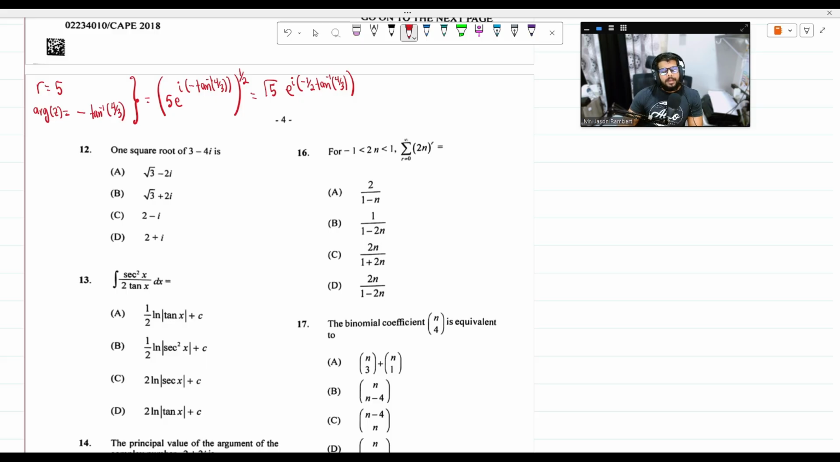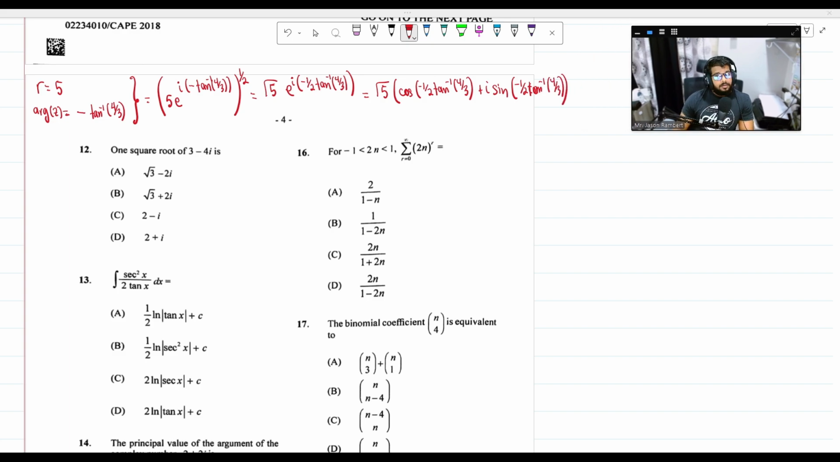Now from here, this is familiar territory to us, right? From here, I'm going to put this in trigonometric form. This is equal to root 5 into cosine of minus 1/2 tan inverse 4/3 plus i sine of minus 1/2 tan inverse of 4/3. Well, let's check and see what it is.